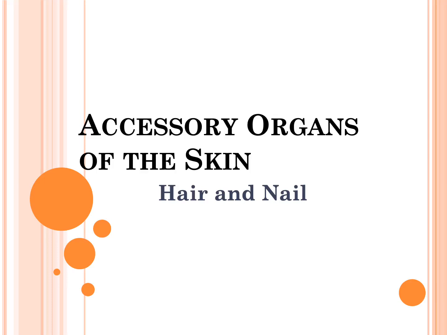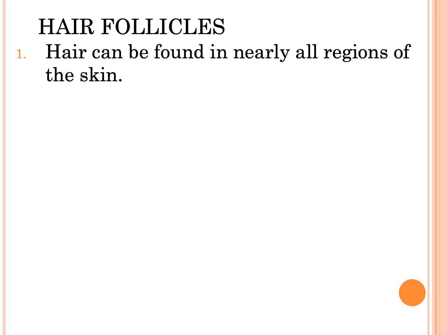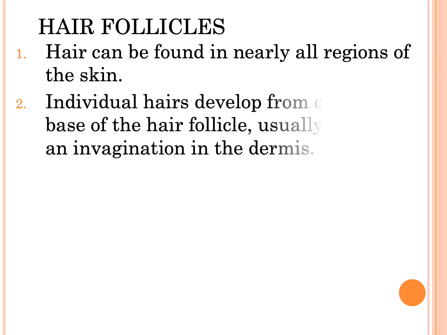So let's talk about the accessory organs here, and let's talk about the hair and the nail. And so we'll start with hair and hair follicles themselves. So hair itself can be found in nearly all regions of the skin. It's not going to be found on the palmar surface of the hand or the plantar surface of the foot, but everywhere else in the body we will see hair.